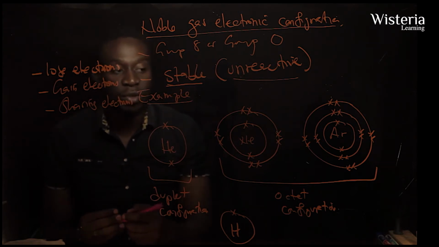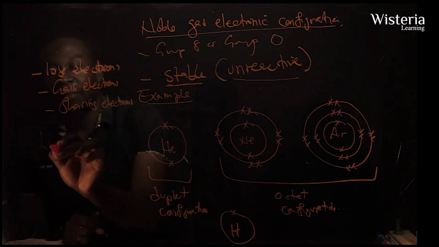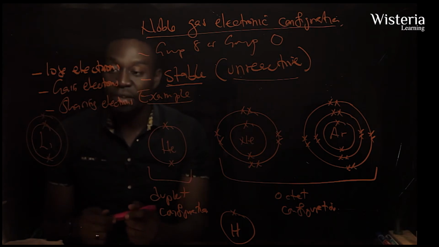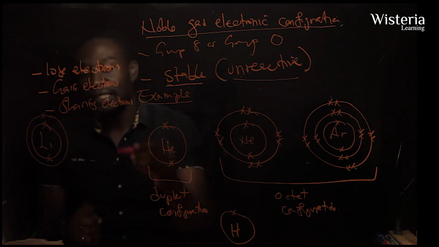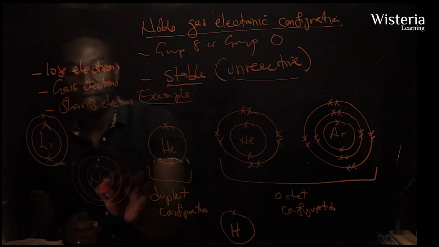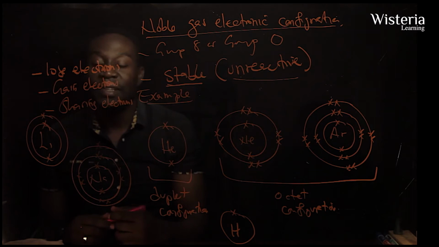So I've got elements like lithium. For it to be stable, it must have 2 electrons. Then I've got elements like sodium. Sodium is like this. For it to be stable, it must have 8 electrons in the outermost shell.